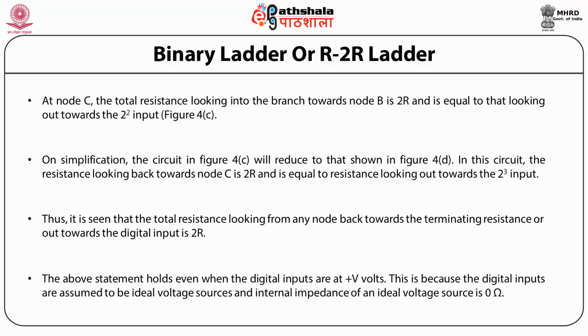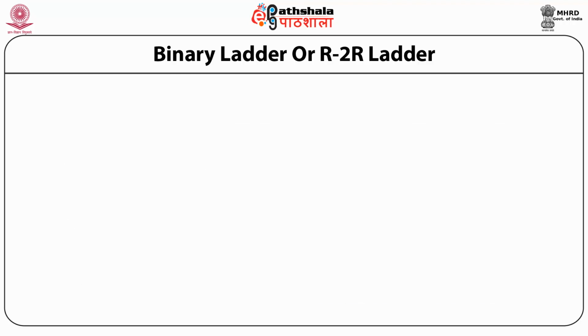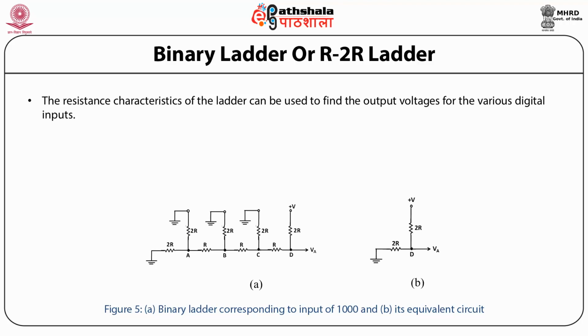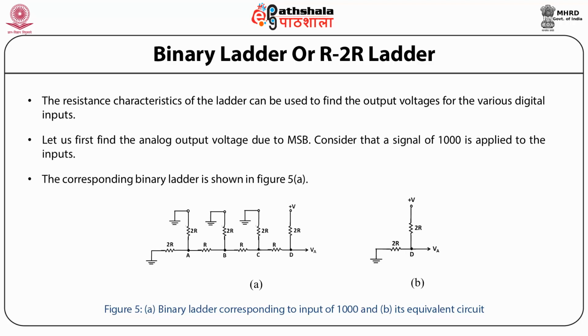The above statement holds even when the digital inputs are at plus V volts. This is because the digital inputs are assumed to be ideal voltage sources, and internal impedance of an ideal voltage source is 0 ohms. The resistance characteristics of the ladder can be used to find the output voltages for the various digital inputs. Let us first find the analog output voltage due to MSB.